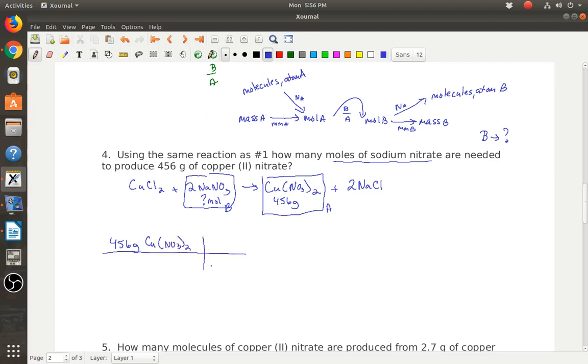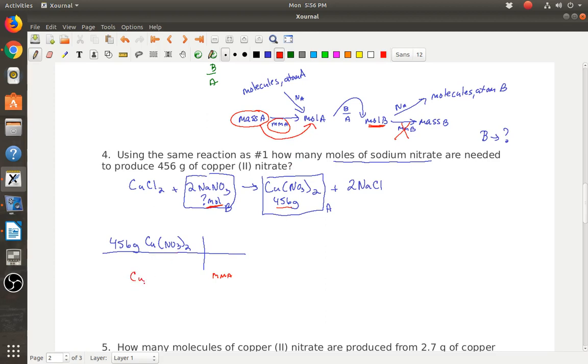Now let's find where we are starting on the pathway. We have grams, so we're starting here, the mass of A, and it wants moles of B. So I'm going to go to here. I am not going to need the molar mass of B. I need the molar mass of A though, because I have to turn mass to moles, and the only way to get there is to use the molar mass of molecule A. So I need the molar mass of copper 2 nitrate.